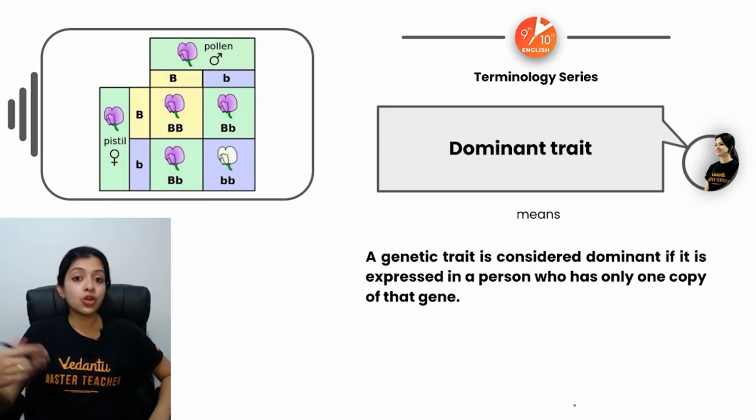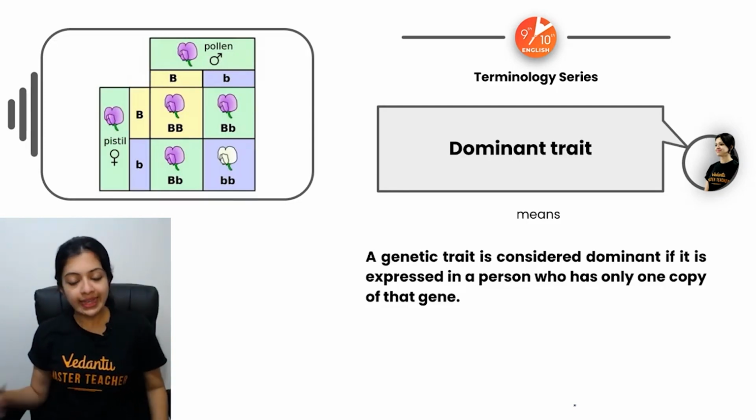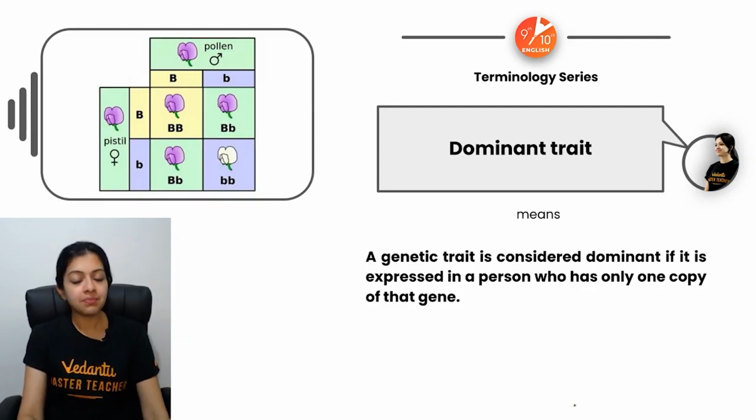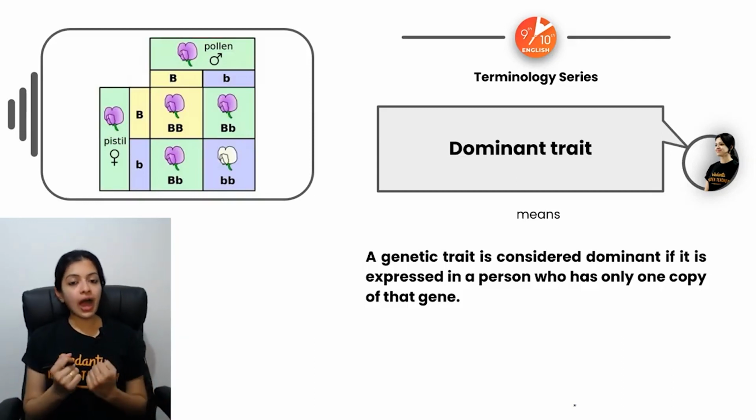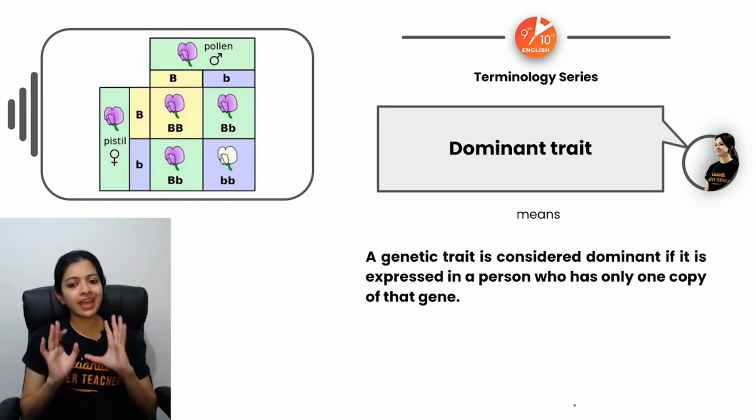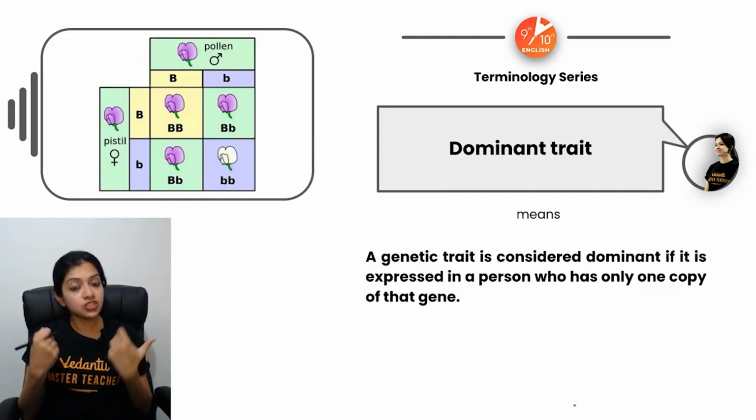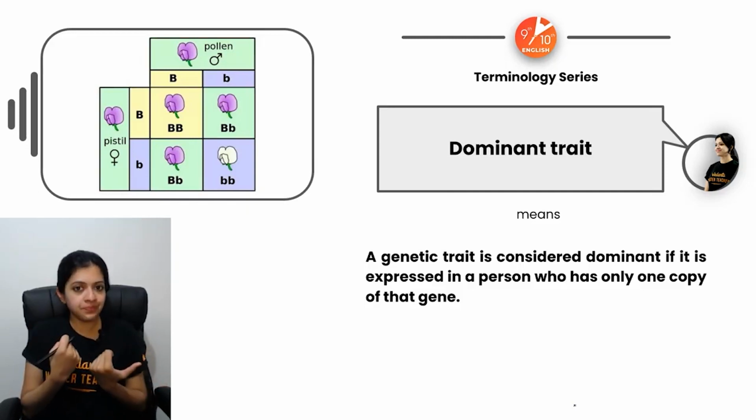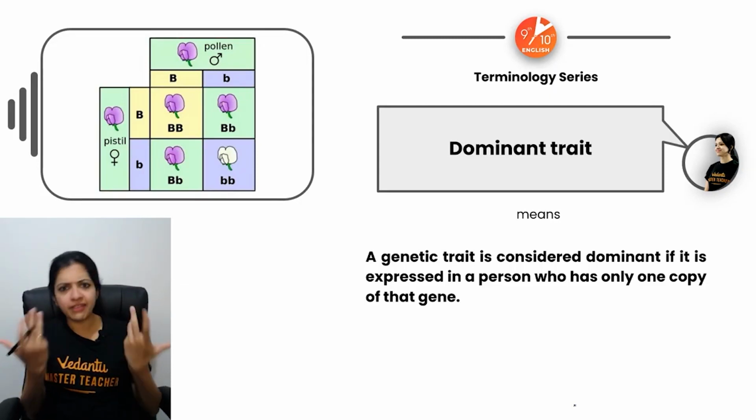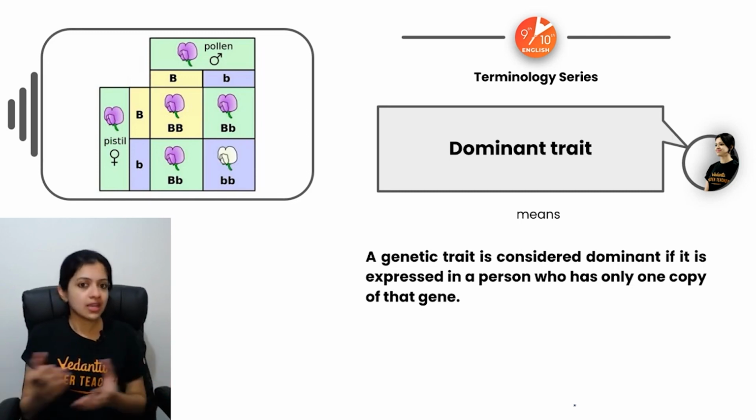Now, coming to dominant traits and recessive traits. Children, like in the case of Mendel's experiments, there may be certain traits which are always expressed in an individual. If a particular person has a genetic combination or the presence of one particular trait at the genetic level, some of them would definitely be expressed. This is what we call dominant traits.